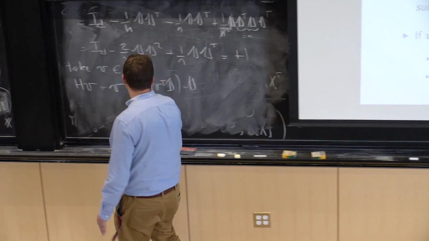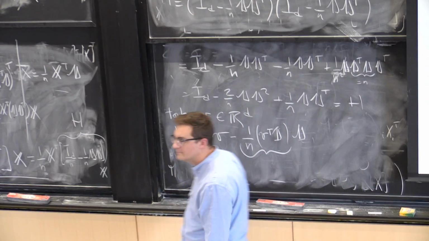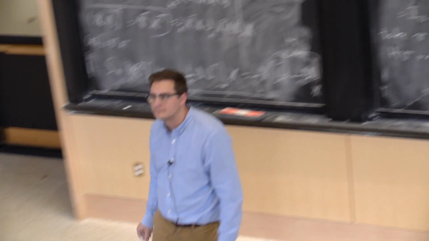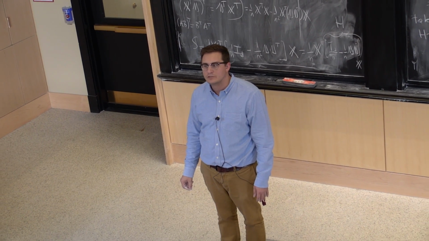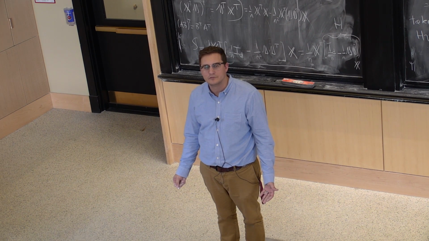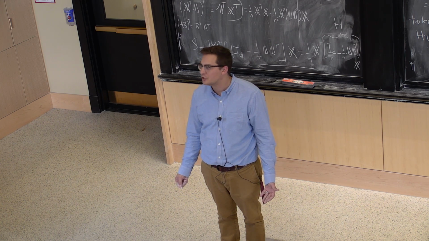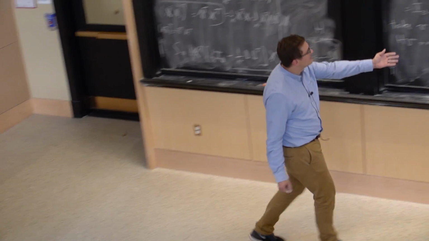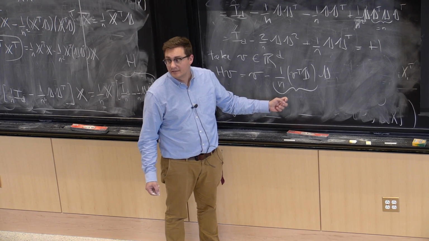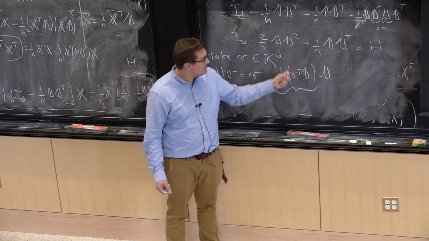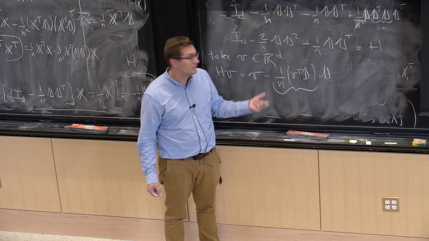What is this thing? What should I call it in mathematical notation? V bar, right? I should call it V bar, because this is exactly the average of the entries of V. Agreed? This is summing the entries of V, and this is dividing by the number of those entries.